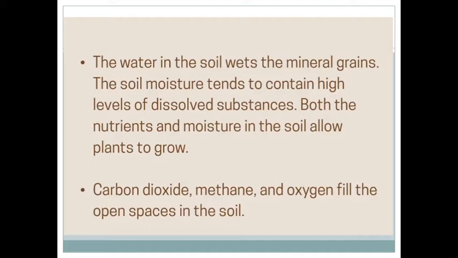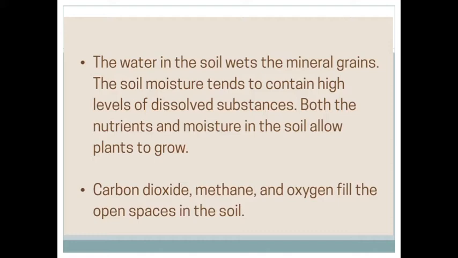Now, in terms of the liquid composition, the water in the soil wets the mineral grains. So the soil moisture tends to contain high levels of dissolved substances. Both the nutrients and the moisture in the soil allow plants to grow. That's for the liquid component.